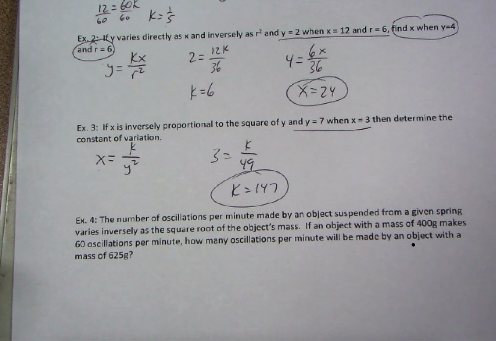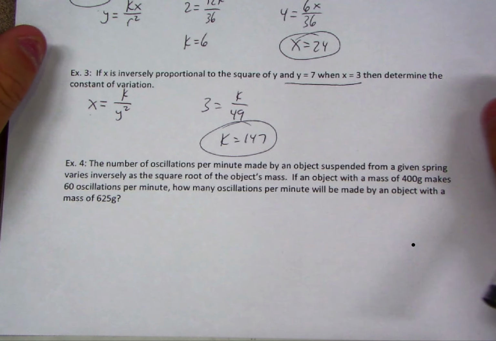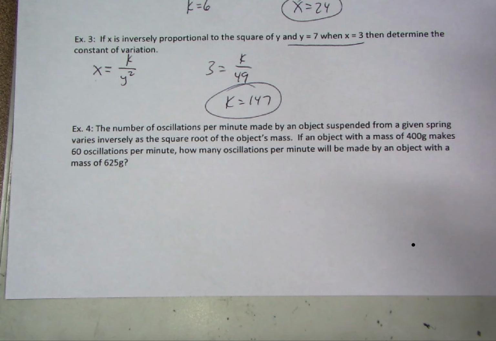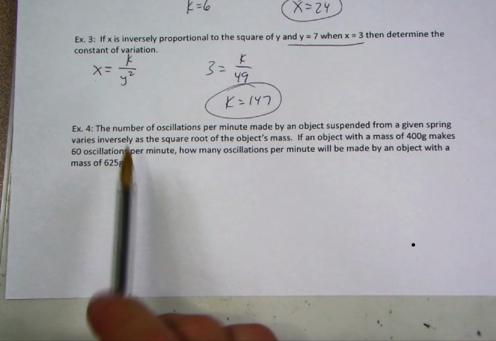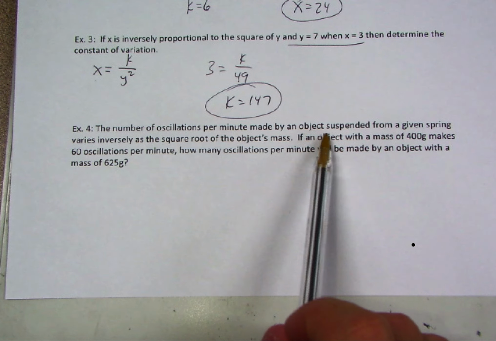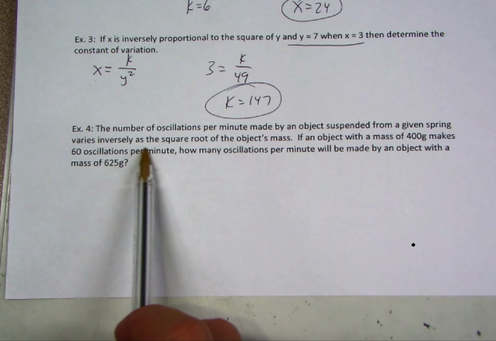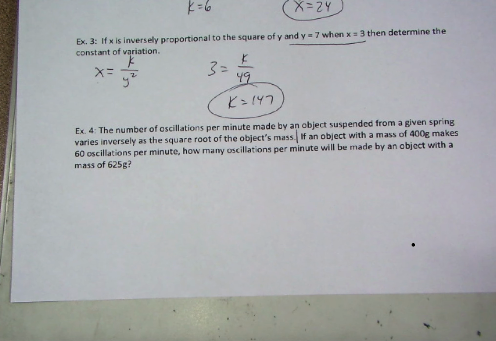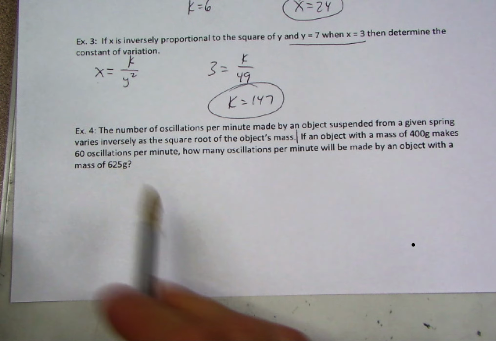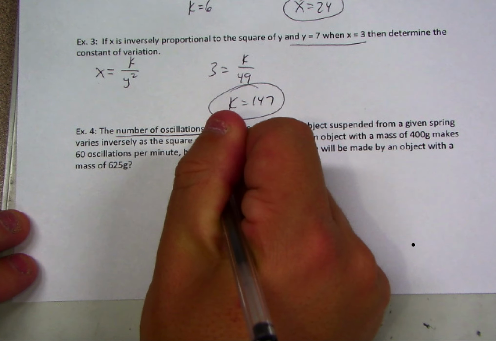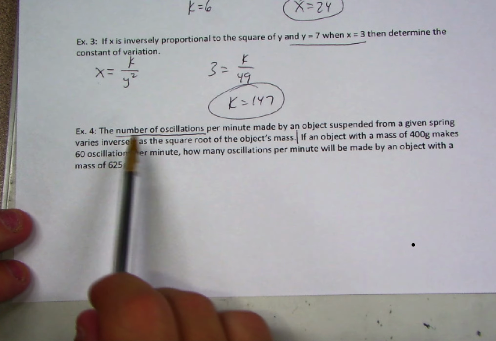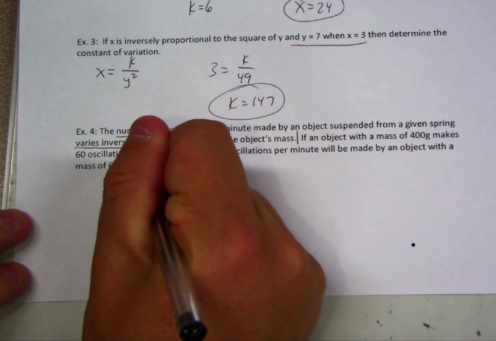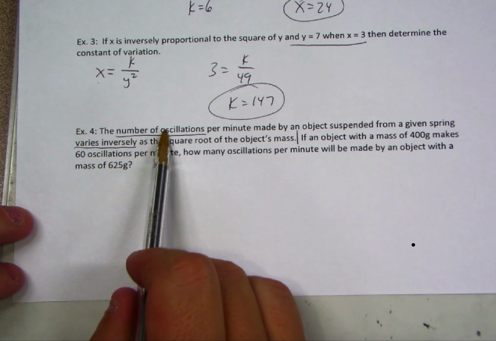Now, the only other type of thing I can ask is some type of word problem, but don't get freaked out because we treat these the same exact way. I know it looks like a lot, but I'll explain how to eliminate a lot of the fluff. Says the number of oscillations per minute made by an object suspended from a given spring varies inversely as the square root of the object's mass. So I'm going to stop, and I need to create my equation. And what I look for is what varies how. So let me explain. It says the number of oscillations, and then it gives all this other fluff, the number of oscillations varies inversely. Oscillations varies.